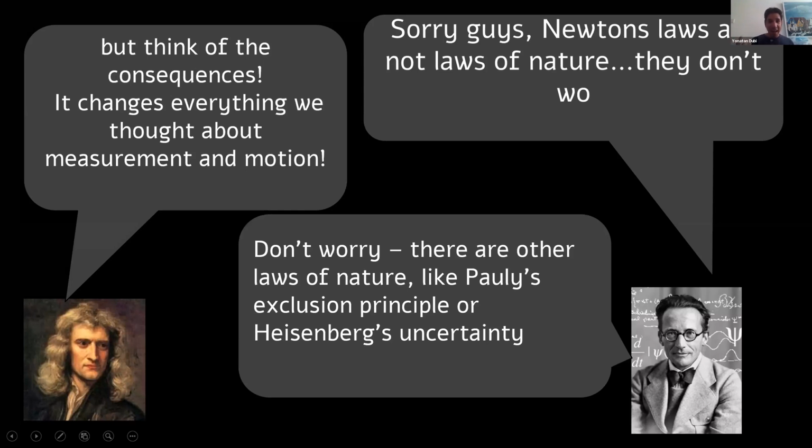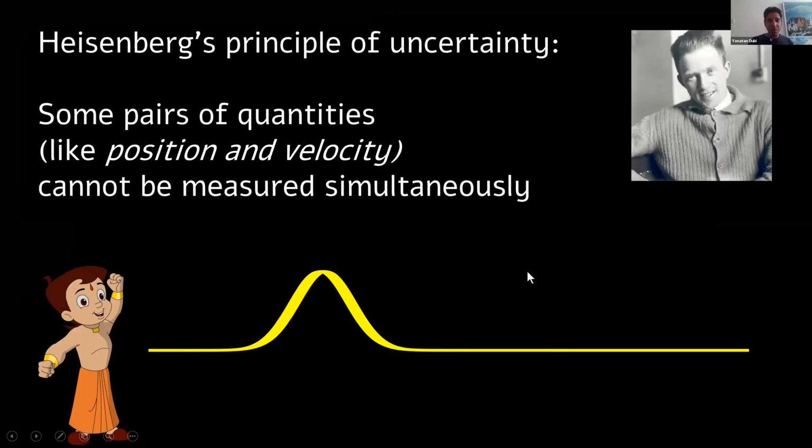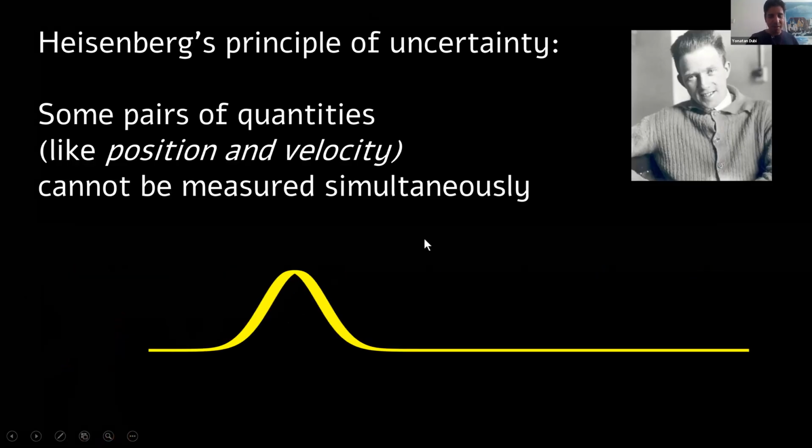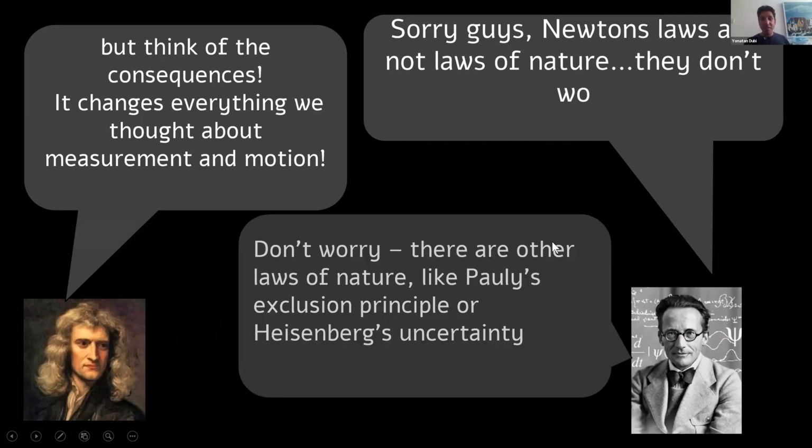And of course, this is crazy. And Schrödinger answers Newton and says, don't worry. There are other laws of nature which come up from quantum mechanics, like Pauli's exclusion principle or Heisenberg's uncertainty. And we will talk about them in a while. But let's first talk about Heisenberg. This is the Heisenberg uncertainty principle, and that's a law of nature. So let's ask ourselves what that is.